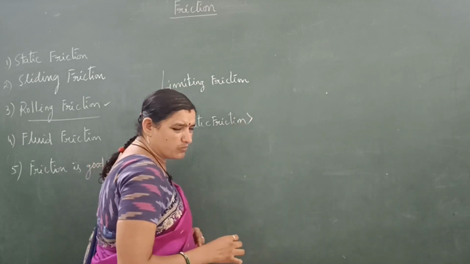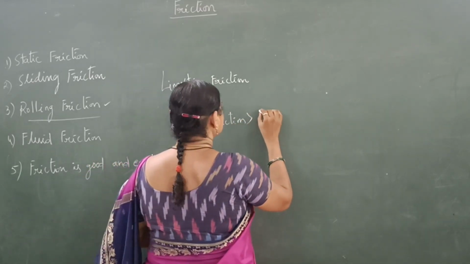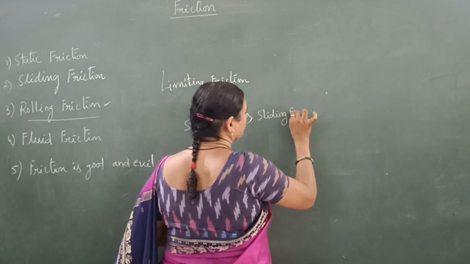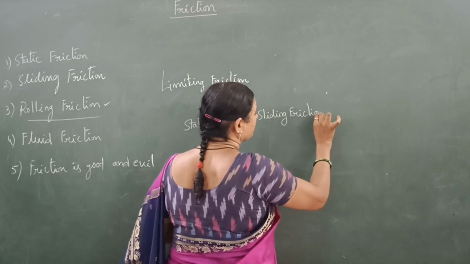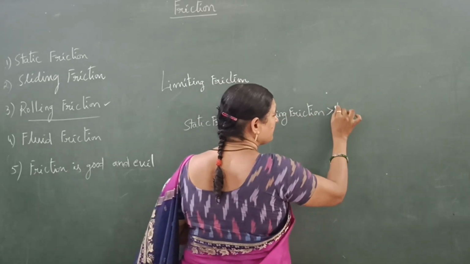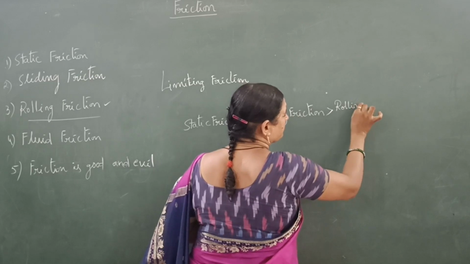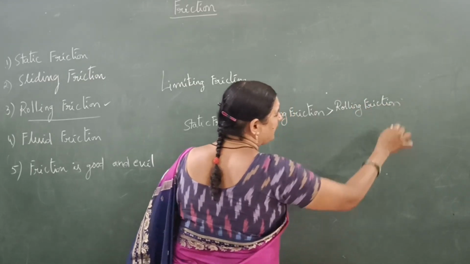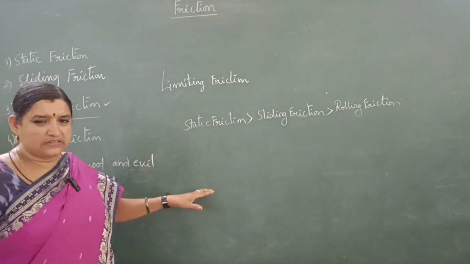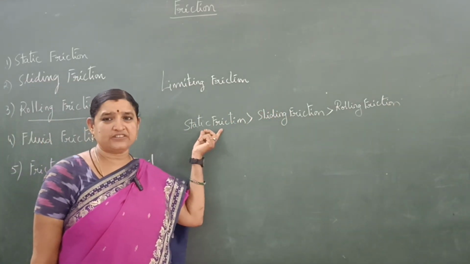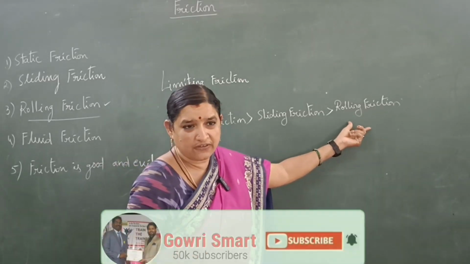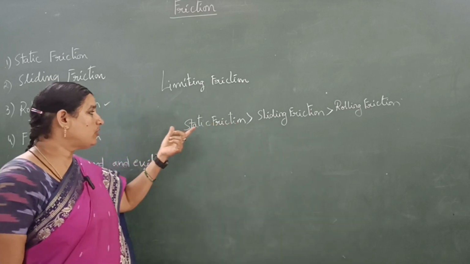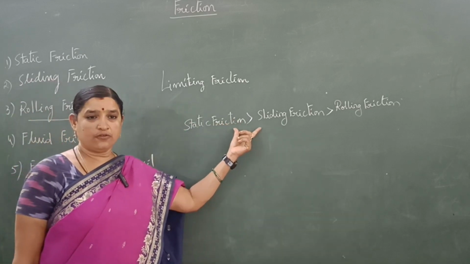Static friction is more than sliding friction. Sliding friction is more than rolling friction. So we can say in these types of friction, the highest friction is static friction and the lowest friction is rolling friction. In the intermediate state, sliding friction is there. So this is about the different types of friction.